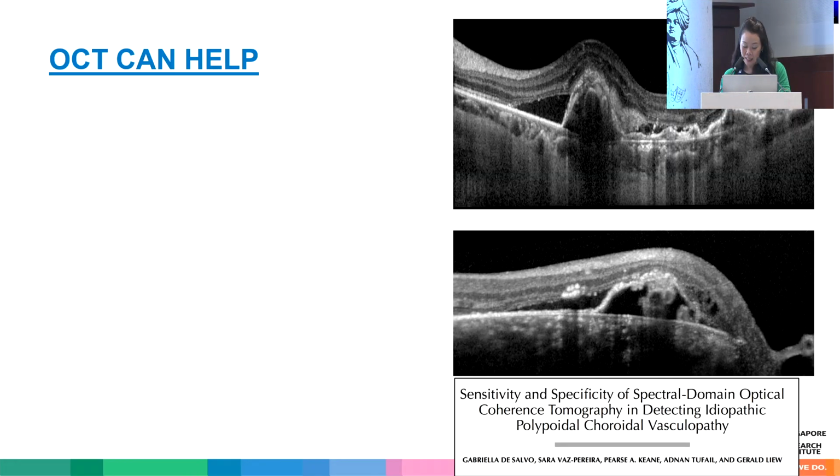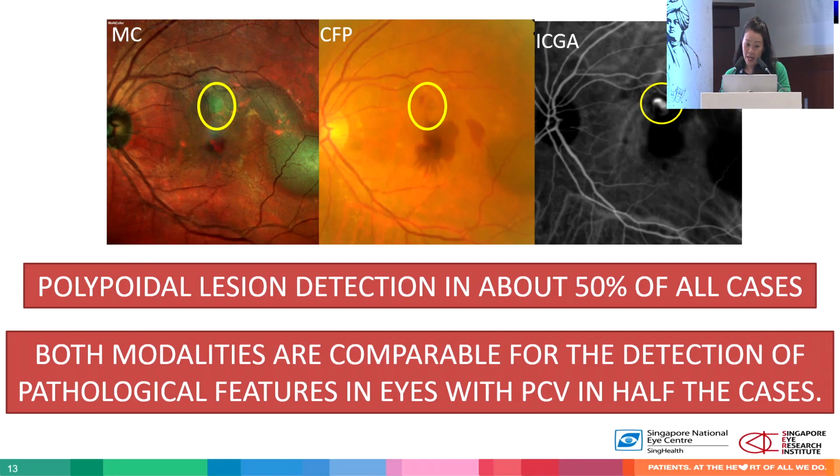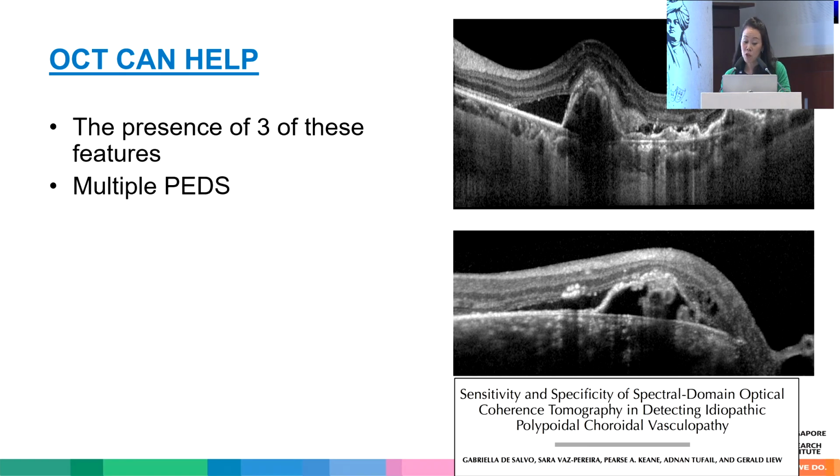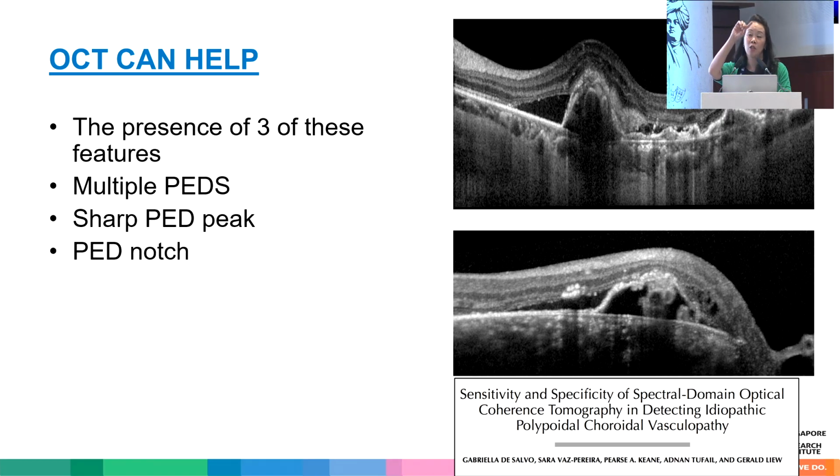But it only does it in half the cases, so that's not great. However, OCT is much more specific and sensitive, and the presence of these three features you can see here: multiple PEDs, the sharp peaked PED, and the PED notch. A PED notch is the notch you see on the curvature on the cross-section of the PED. So when there's a large PED, it's when there's a dimple on the PED.